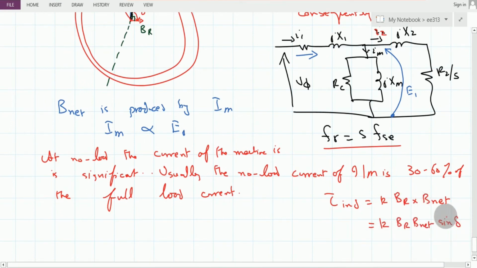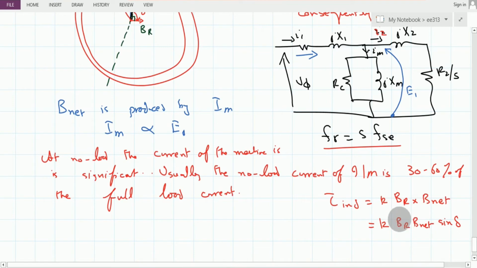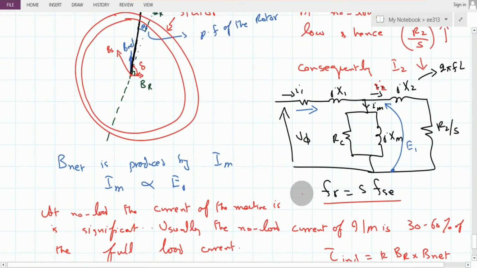Now the point here is what effect will dominate the machine. If BR is dominating the machine, then the overall torque which is induced in the motor will increase. If this sine delta is increasing, then the net torque which is produced in the machine will decrease.